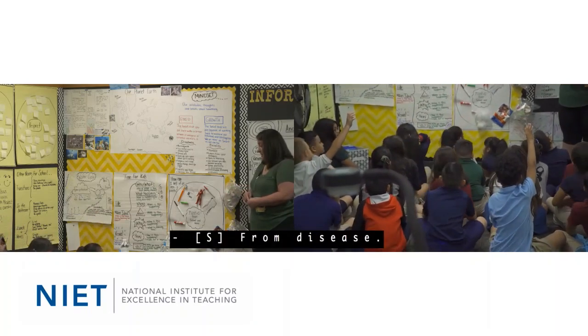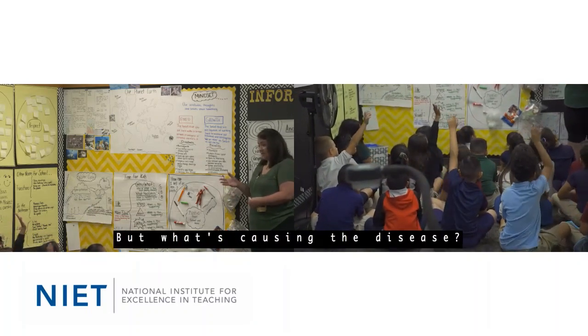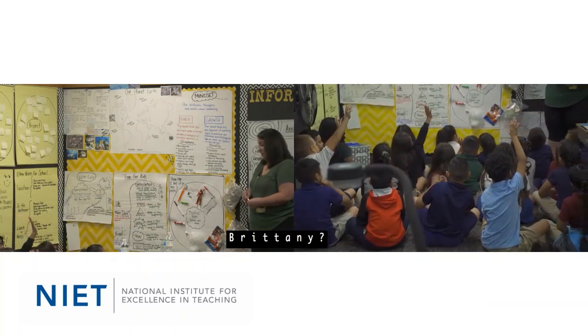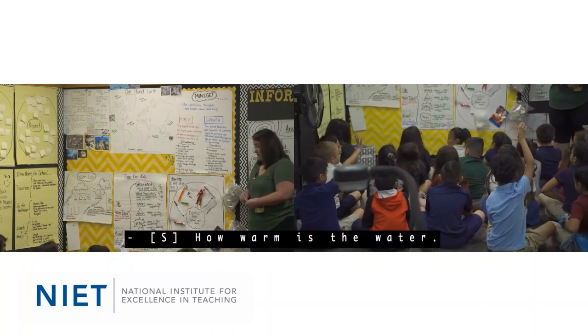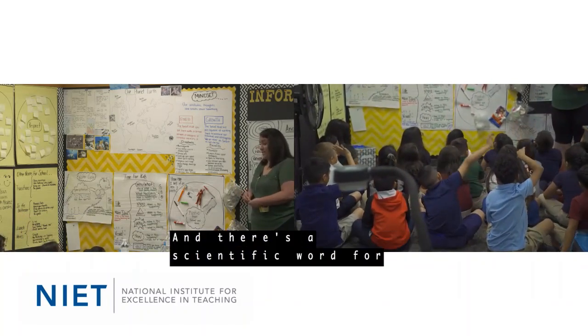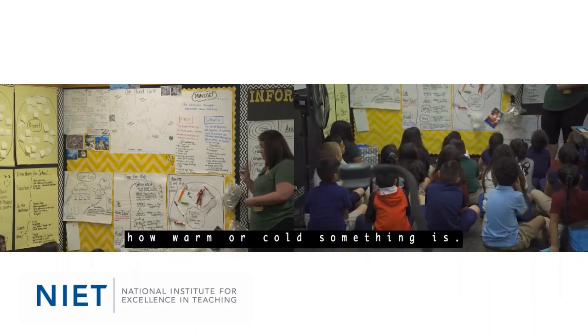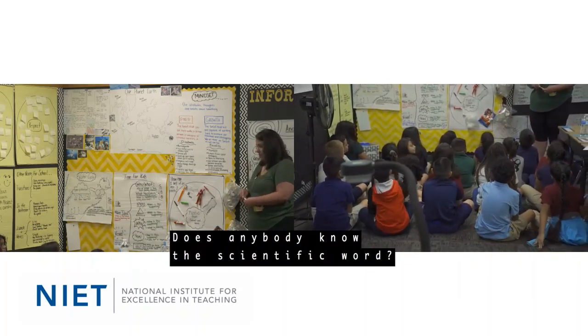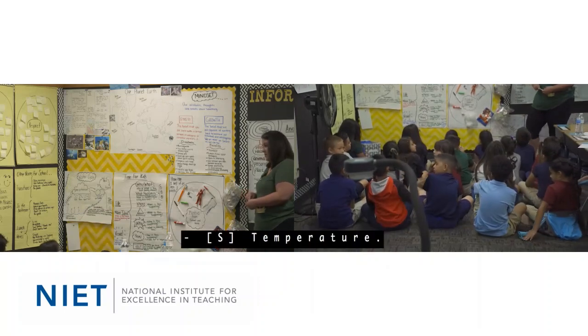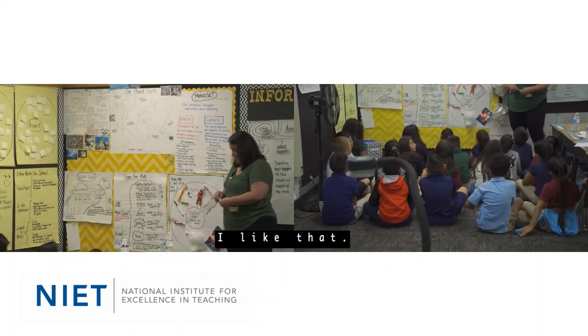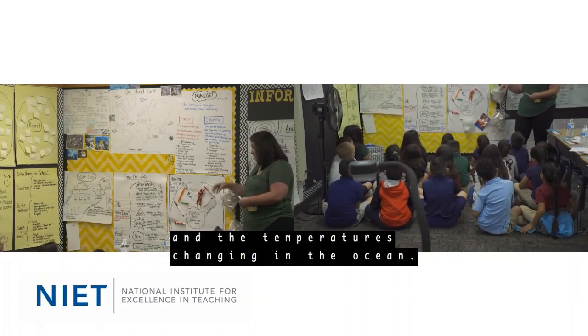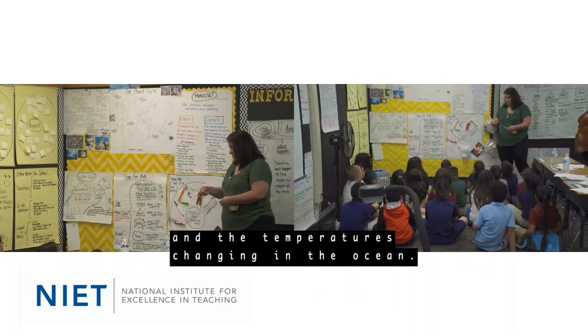Alexia? From a disease. From a disease? What was causing the disease? Brittany? How warm the water is. And there's a scientific word for how warm or cold something is. Does anybody know the scientific word? Javi? Temperature, I like that. All right, so we learned about the sea stars and the temperatures changing in the ocean.